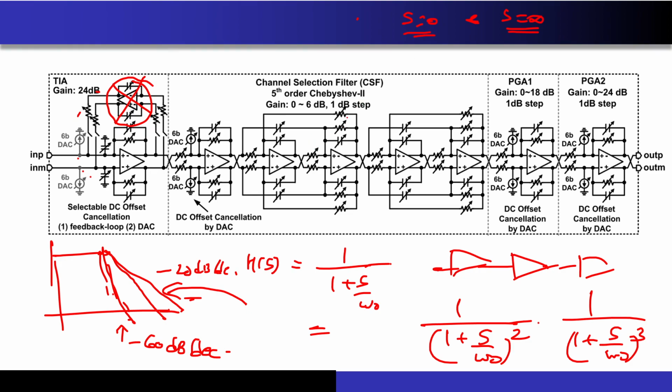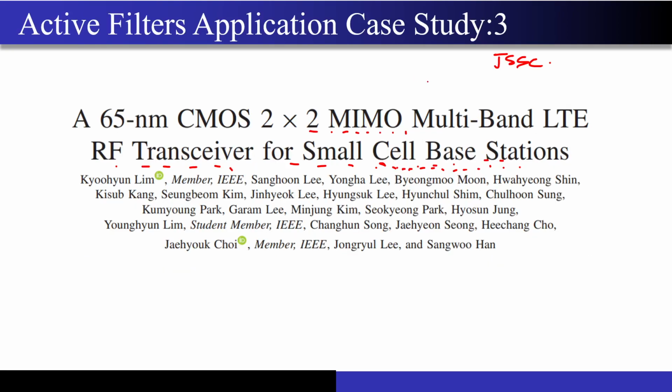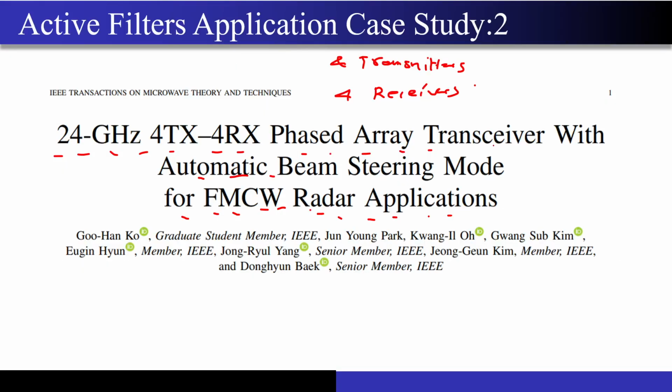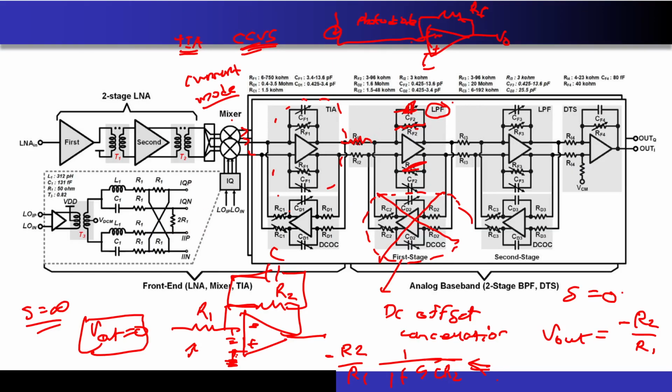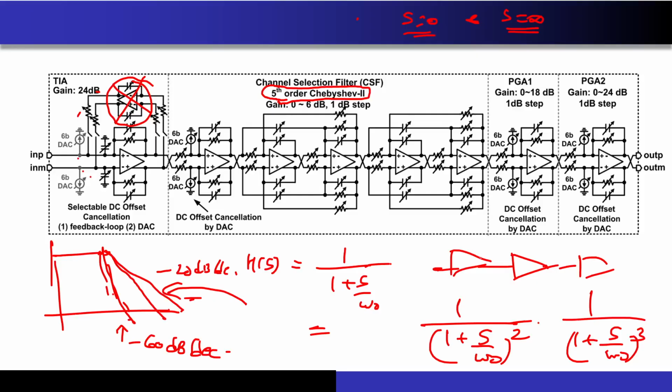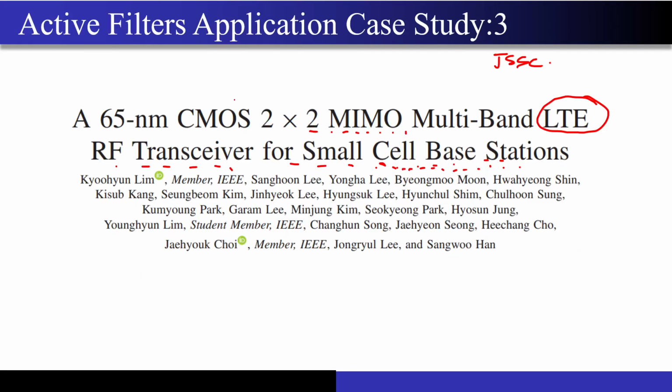Now what I am interested in is just see they have used a 5th order filter. This was a communication application, right? But if I look at the radar application, this is the FMCW radar application, right? They have just used the second stage filter. Now why is it that we are using such a higher order filter for the communication and we are using a lower order filter for the radar?